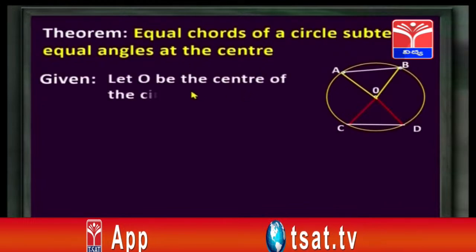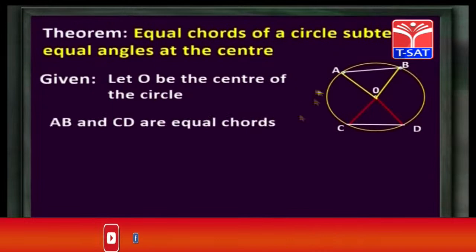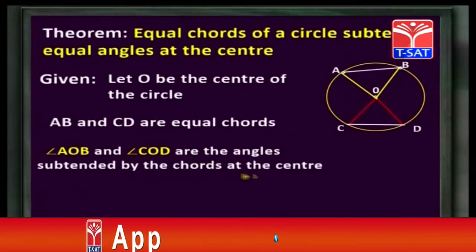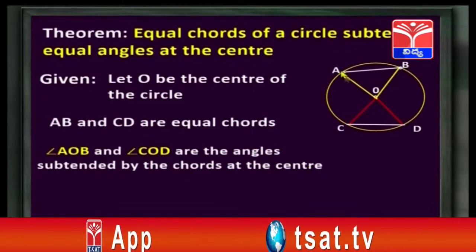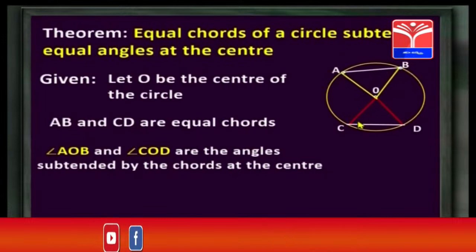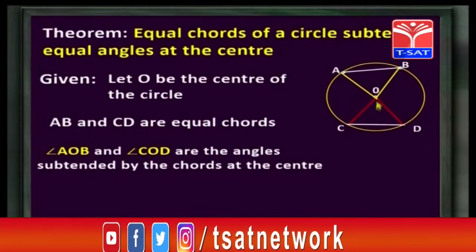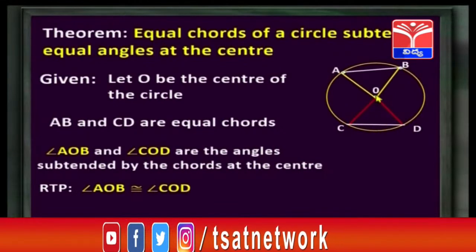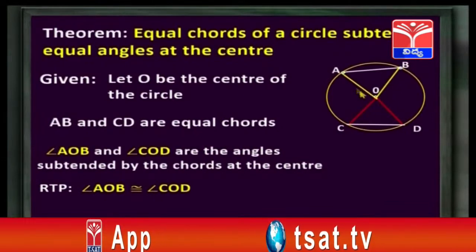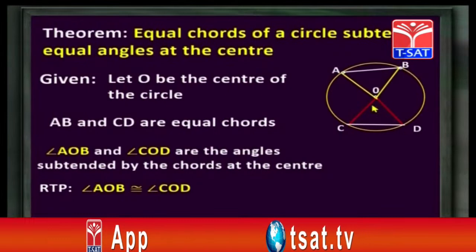What is given? Let O be the center of the circle, AB, CD are equal chords. Angle AOB, COD are the angles subtended by the chords at the center. This is AOB. AOB is called the angle subtended by chord AB at the center, and COD is the angle subtended by the chord CD at the center. Now, what we need to prove? We need to prove angle AOB is equal to COD. These two angles are equal. We need to show that.